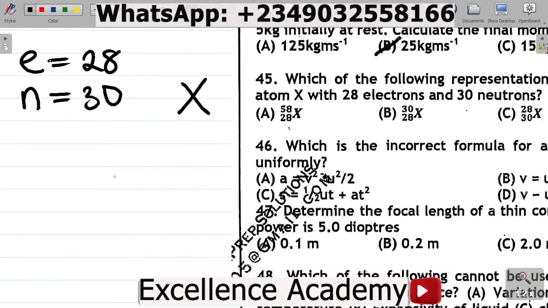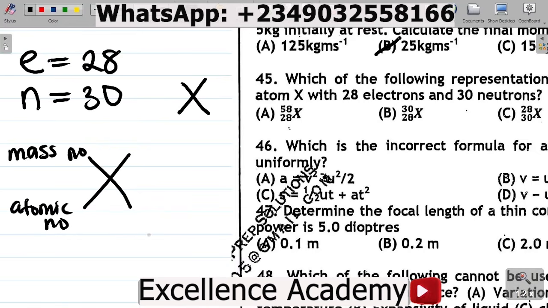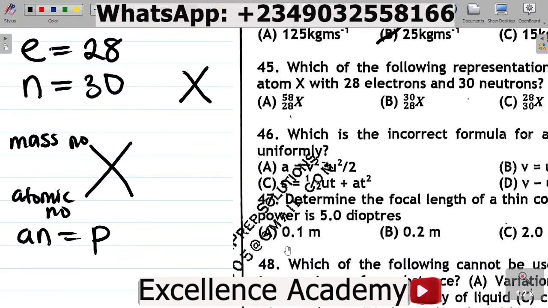A nuclide symbol of an element X is the symbol of that element showing its atomic number. So I'll put the atomic number here, and then the mass number here. You want to know that atomic number, let me call this AN, is equal to the number of protons. But in the case where you have a neutral atom, that is an atom that does not have any charge. They gave you X, it was not plus 2 or minus 2, it was just X.